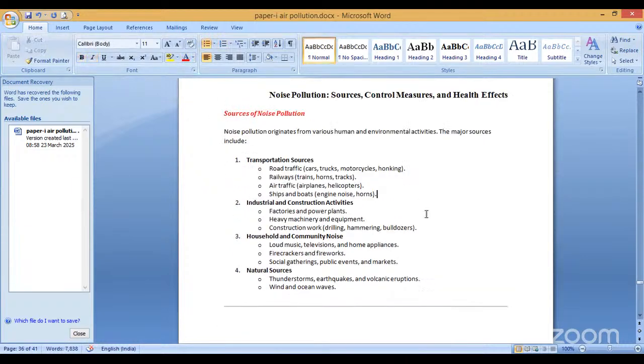The next one is noise pollution. What are the sources of noise pollution? What are the control measures? And what are the health effects of noise pollution?